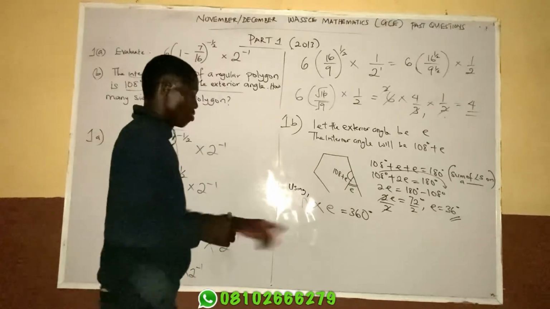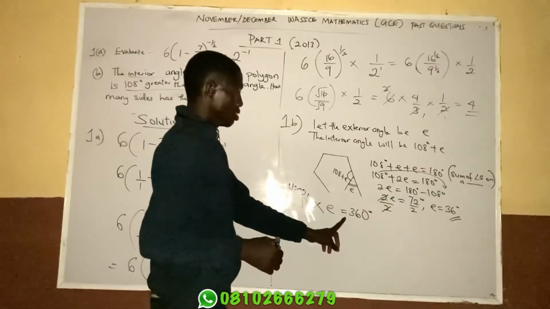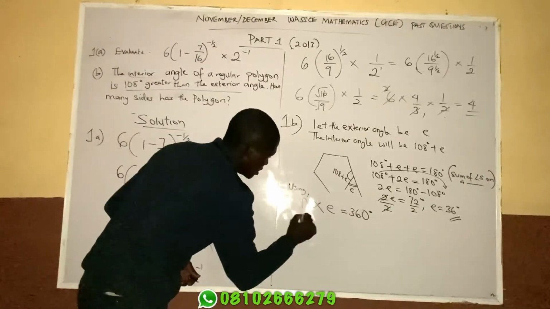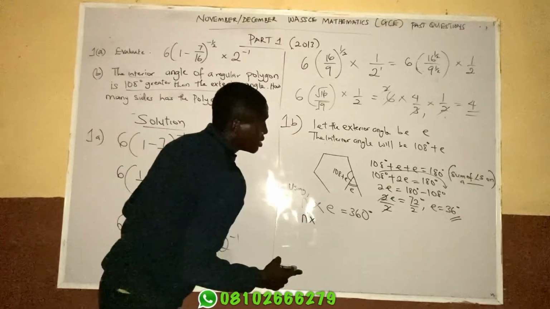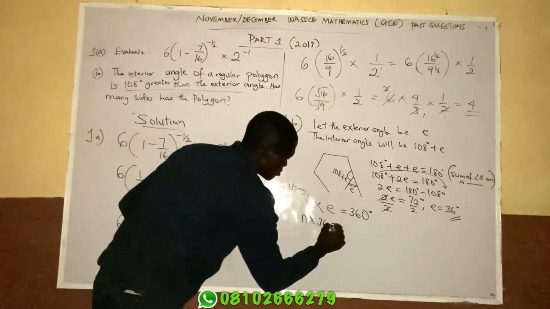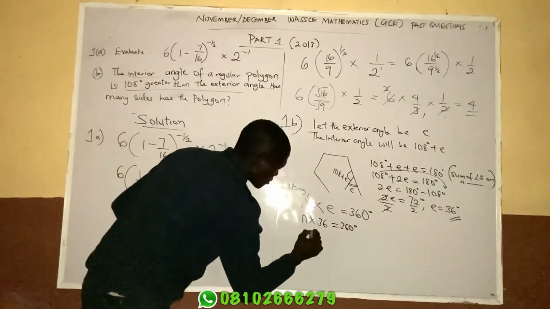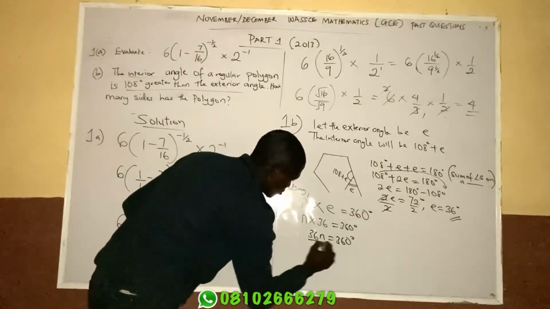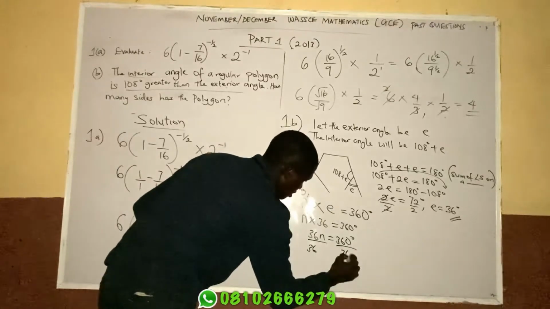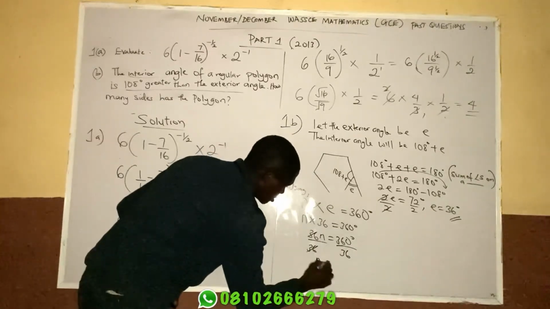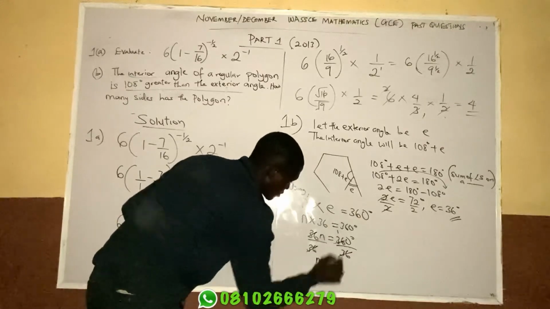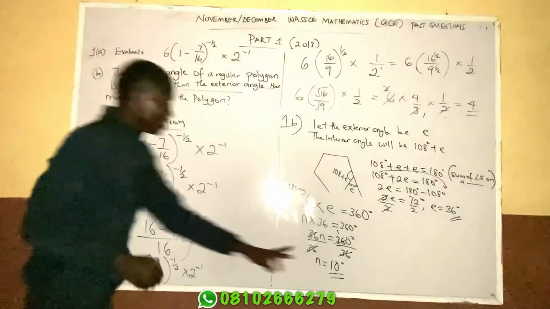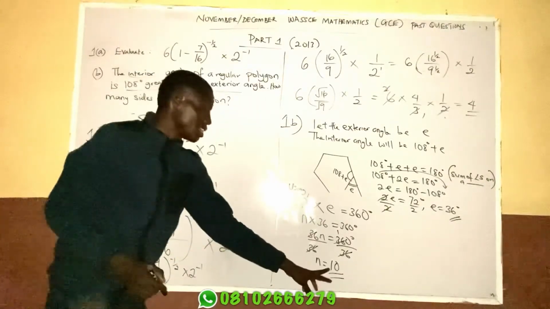Number of sides of the polygon is multiplied by the exterior angle, which is 36 degrees, to find the number of sides. So n multiplied by 36 degrees equals 360 degrees. So we have 36n equal to 360 degrees. Divide both sides by 36; the 36s cancel out. n is equal to 10. So the number of sides of the polygon is 10, not degrees, it's 10.